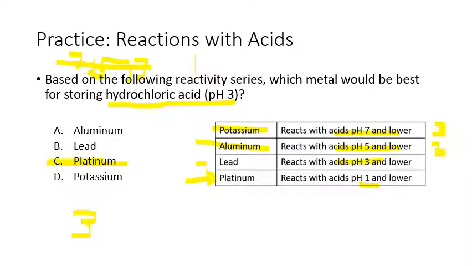So if you're looking at these types of reactivity series, you want the sample that's not going to react. In this case, a pH of 1 or lower is needed to react with platinum, but this acid only has a pH of 3, so it won't react. But if the acid had a pH of 0, it would react with the platinum as well and wouldn't be any good. So in this particular case, that's the sample we're going to use.